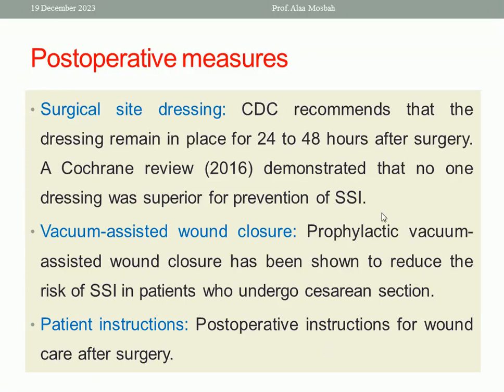What else in post-operative measures? Patient instructions. It is important to instruct the patient about wound care after surgery. This is also very important to reduce surgical site infection.